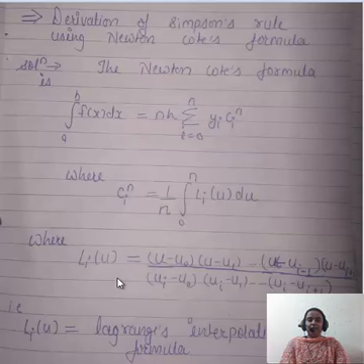Here, L_i(u) is equal to (u minus u0)(u minus u1) and so on up to (u minus u_(i-1))(u minus u_(i+1)), divided by (u_i minus u0)(u_i minus u1) and so on up to (u_i minus u_n). Note that we didn't include the (u minus u_i) term. Here L_i(u) is Lagrange's interpolation formula.